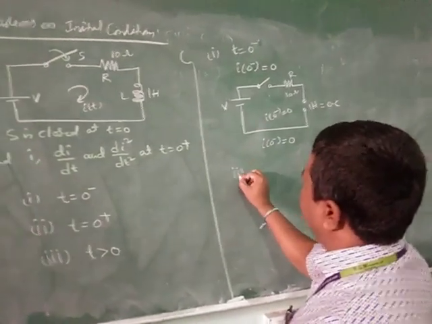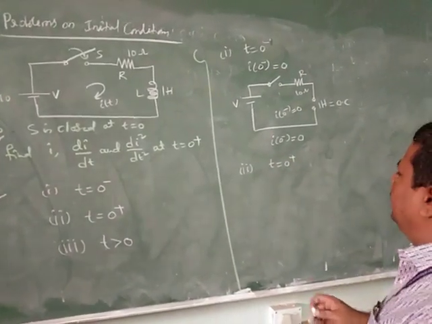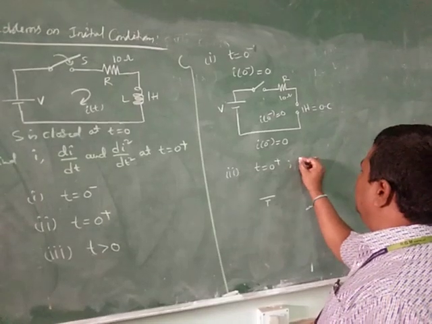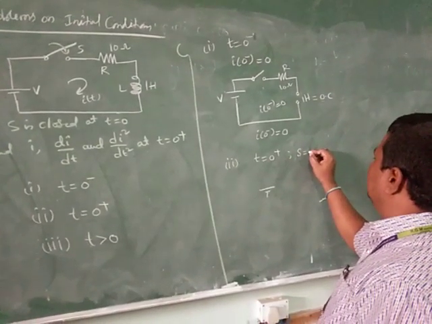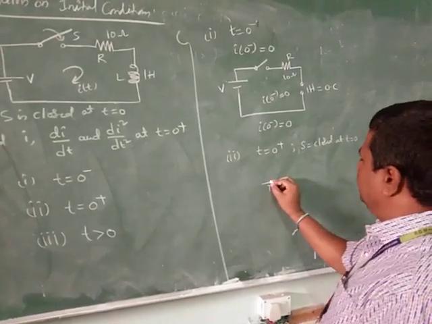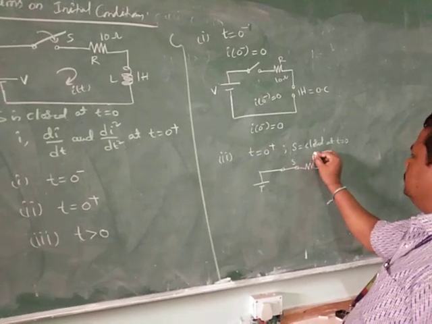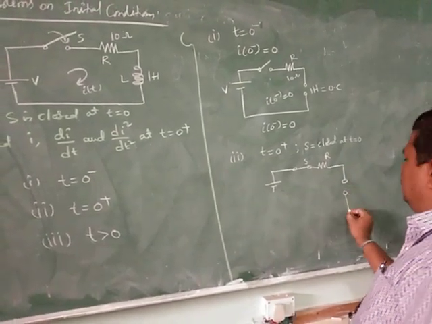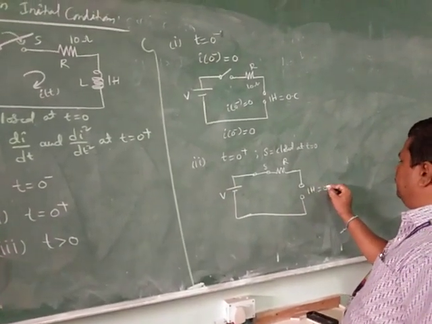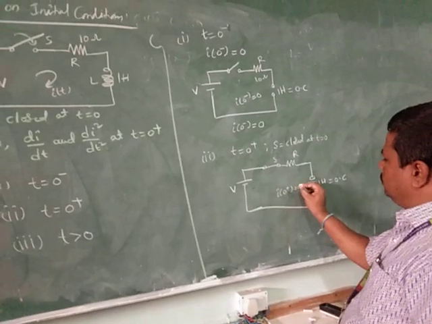And coming to the second, t is equal to 0 plus. Okay. Now the equivalent is, and S is closed at t is equal to 0. So that switch is closed. This is resistor, and in this case also inductor behaves like an open circuit. Again here also I of 0 plus is equal to 0.